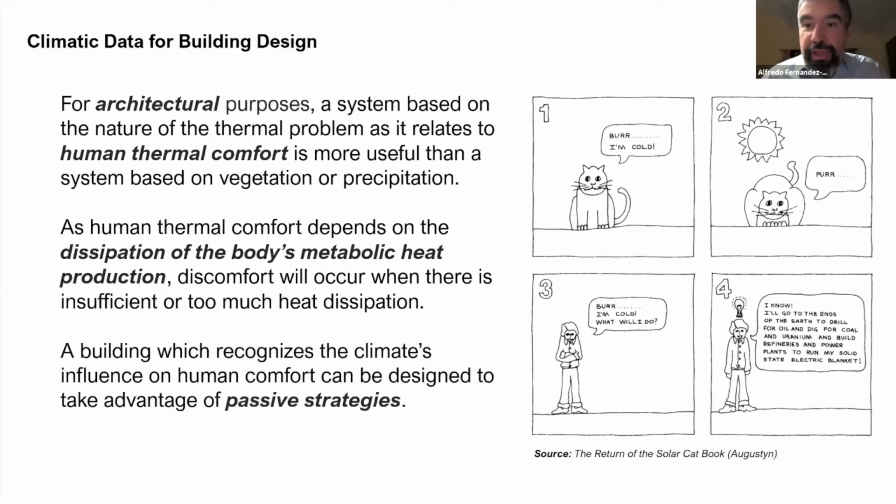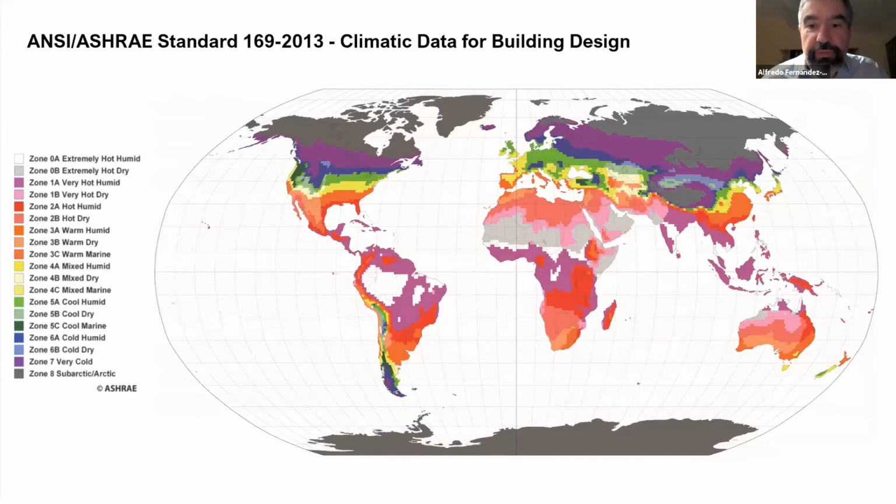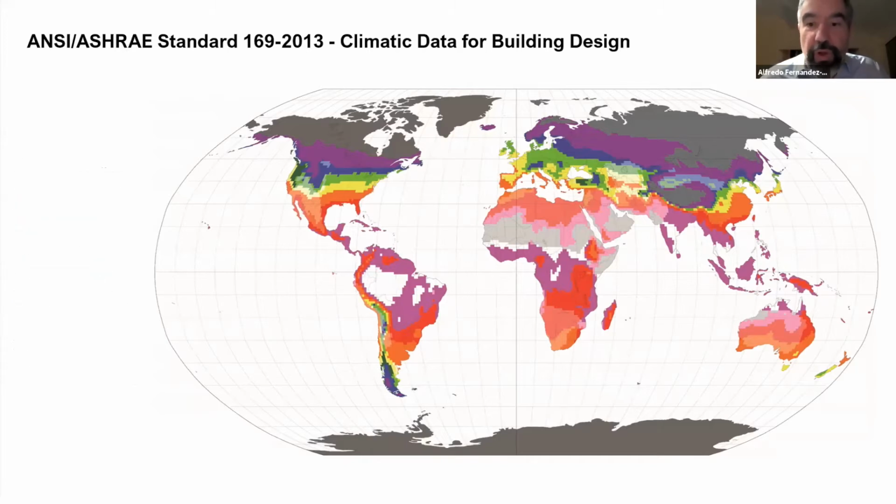And as we are reminded by Jim Augustine in his wonderful book, The Return of the Solar Cat, buildings should recognize the influence of the climate and really take advantage of passive design strategies, which is the focus of this session. Since solutions need to emerge from place, in this session we will use a climate classification that addresses the thermal issues associated with the provision of comfort.